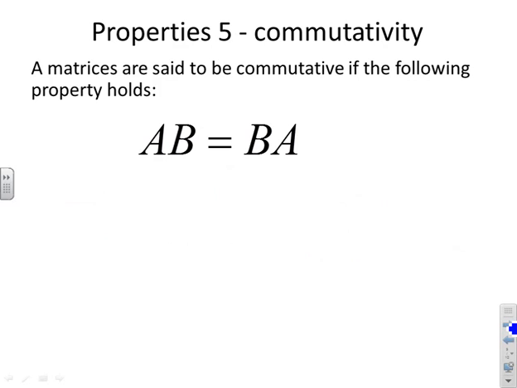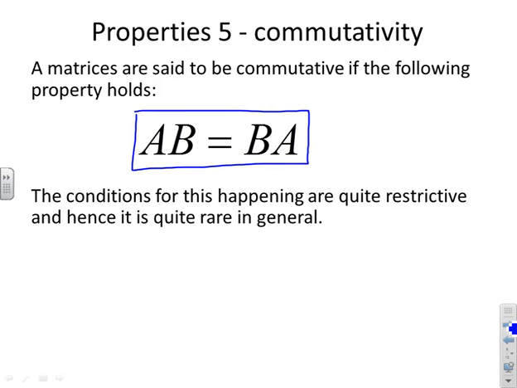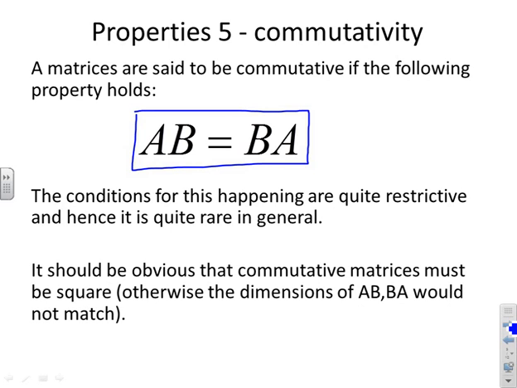And property 5, commutativity. Matrices are said to be commutative if the following property holds. If AB equals BA, that's if you change the order of multiplication, you still get the same answer. Now, the conditions for this happening are quite restrictive and it's very rare in general. I wouldn't expect it to happen for most problems that you come across. And it should also be obvious that in order for matrices to be commutative, they must be square. Because if they're not square, then the dimensions of AB would not be the same as the dimensions of BA.